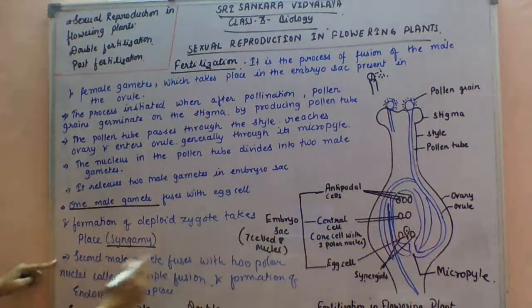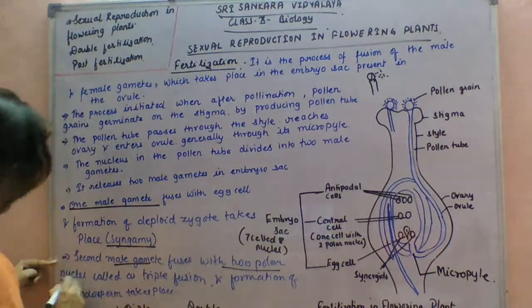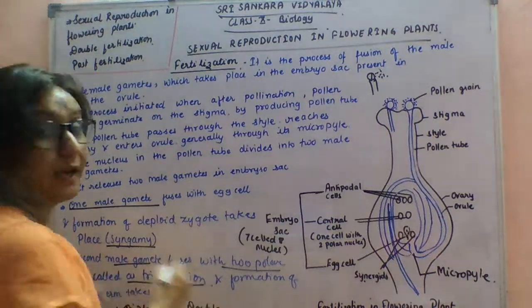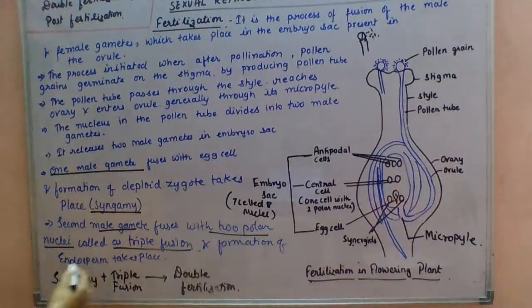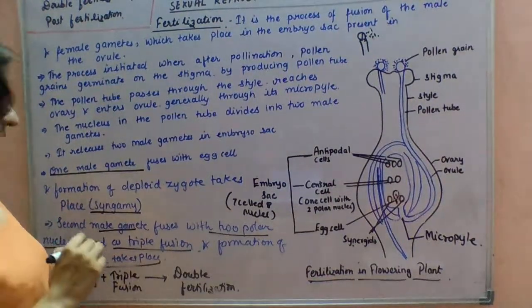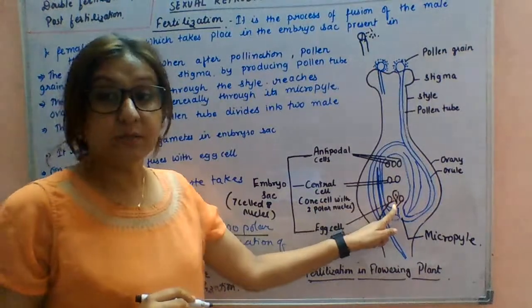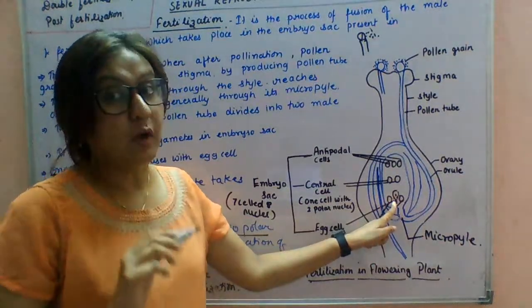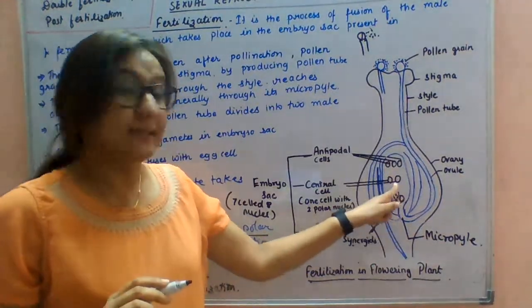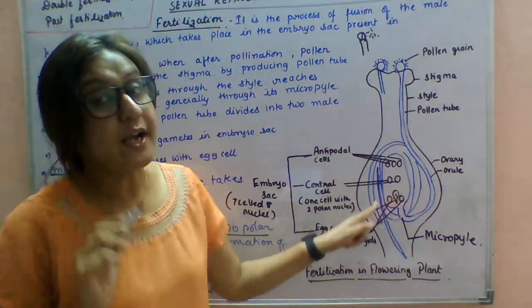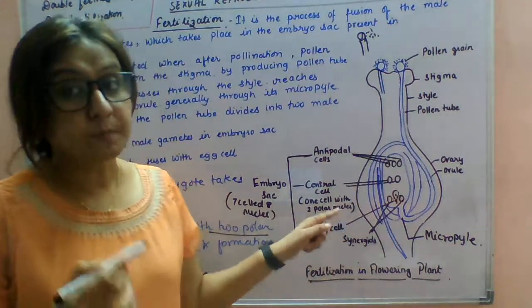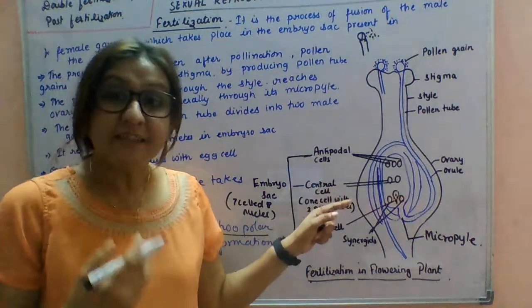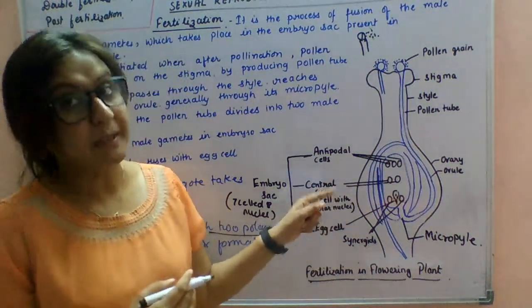The second male gamete fuses with the two polar nuclei, and this is called triple fusion. Now formation of endosperm takes place. Here, in the first fusion, the formation of diploid zygote takes place. In the second fusion, the formation of endosperm takes place. What is the function of endosperm? Endosperm provides nutrition to the developing zygote.